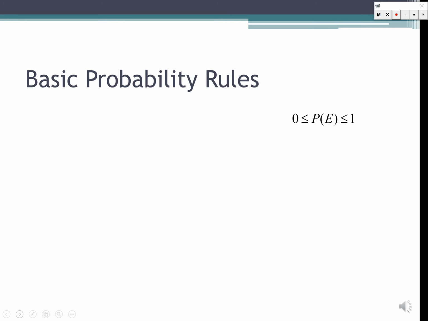So continuing with our basics, here's some basic probability rules. These are definitely good things to know as you're doing some of your calculations. The probability of an event, and again, we just use capital E for generic for event when we don't know specifically what it is. The probability of an event, it can be 0, it can be 1, and it can be anything in between.